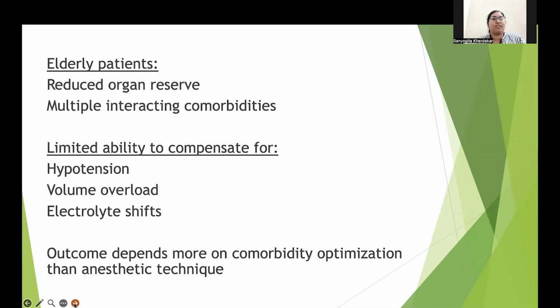Now, what are the concerns for this surgery? Patient population: it is generally elderly patients and they have a reduced organ reserve, and multiple interacting comorbidities are present. Then, because of their general physiology, there is limited ability to compensate for hypotension, volume overload, electrolyte shifts. And here the outcome depends more on the comorbidity optimization than the anesthetic technique.